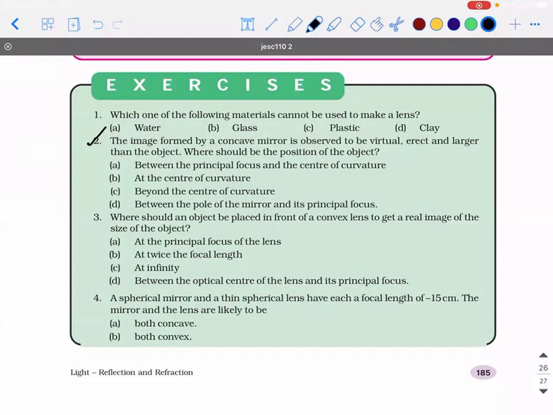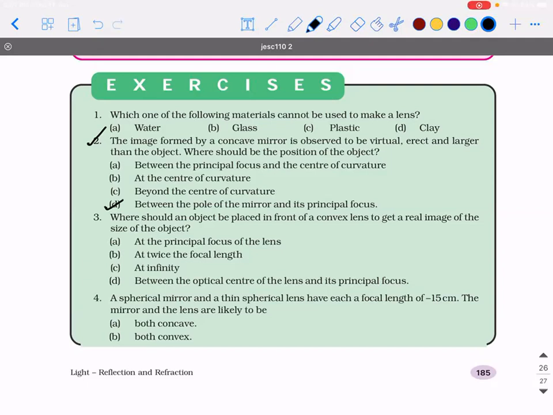It's a simple question. A concave mirror will form a virtual image only at one position. Where is it? Between the pole and the focus. And the virtual image shows an important property. What is it? It is enlarged. So the only possibility of producing a virtual and enlarged image is by placing the object in front of a concave mirror between the focus and the pole. So answer is what? D.